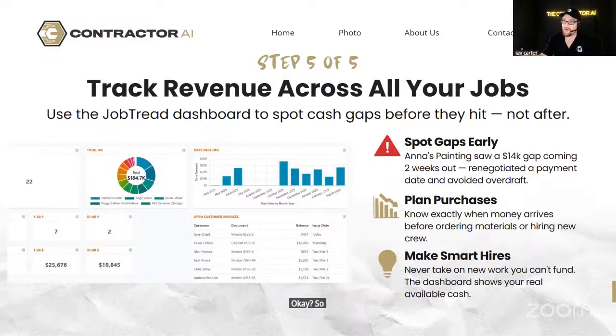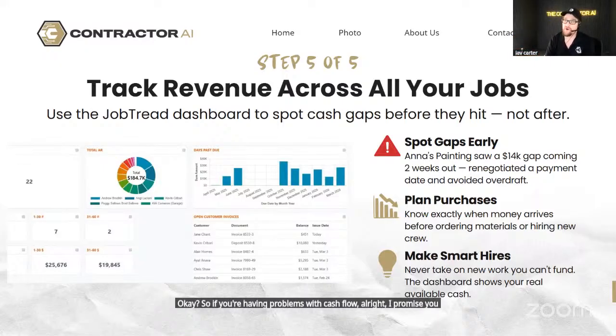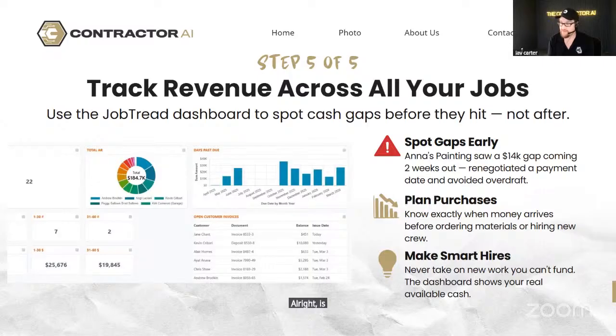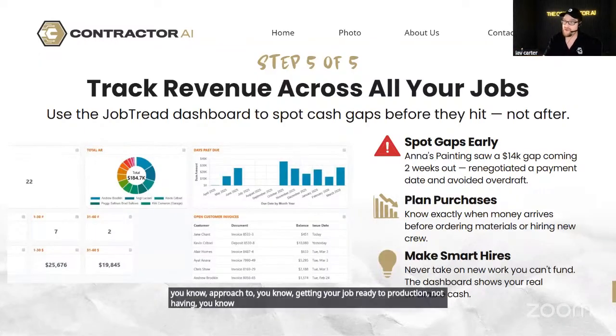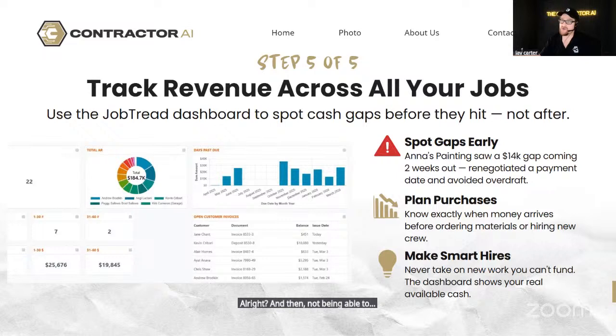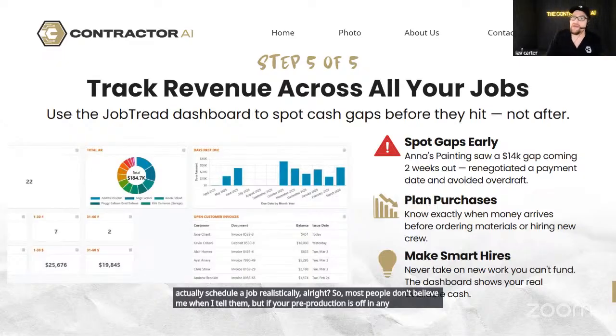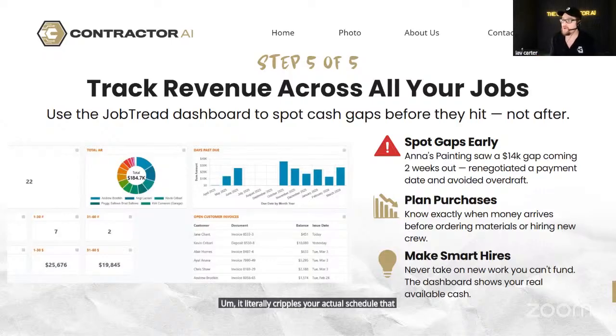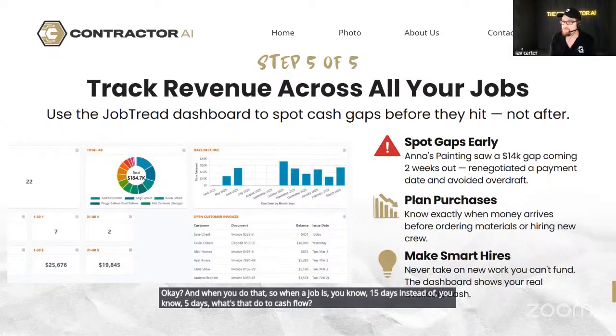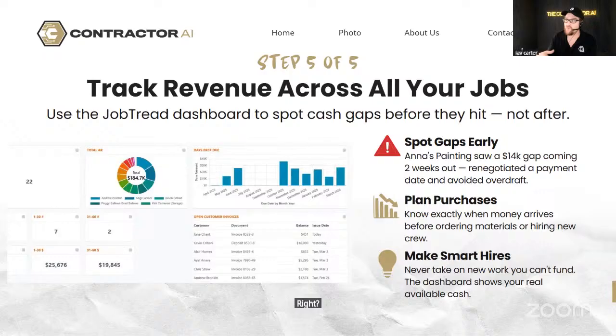So if you're having problems with cash flow, I promise you most of the problems that you're going to find are in pre-production, like I've been saying: not having an organized approach to getting your job ready for production, not having a schedule for payment, all of those things built into it. And then not being able to actually schedule a job realistically. Most people don't believe me when I tell them, but if your pre-production is off in any sort of way, it literally cripples the actual schedule that you're going to follow when production comes. And when a job is 15 days instead of 5 days, what does that do to cash flow? What does that do to your business overall? So we need to be tracking that, and JobTread allows you to do that in your schedule variance.